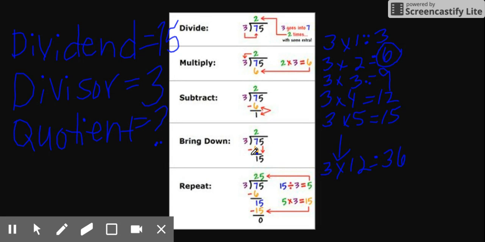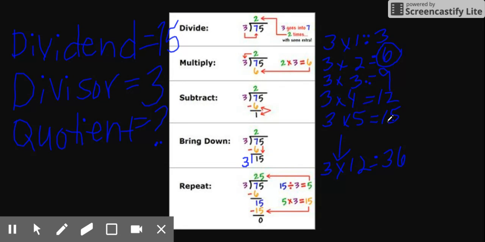So what I usually have students do is draw this as a division box, bring down my divisor, and now I'm going to say how many groups of 3 can I make out of 15. So after you subtract and bring down whatever you have left, then you're going to draw that as a division box, and that's your new dividend. So how many groups of 3 can I make out of 15?